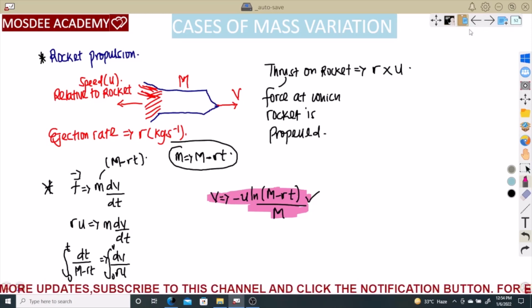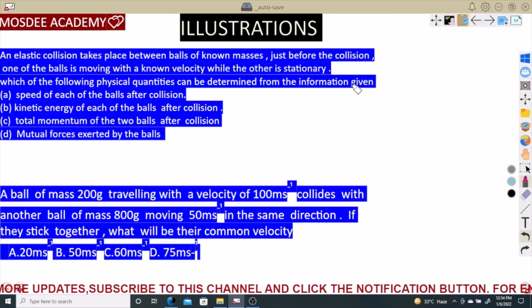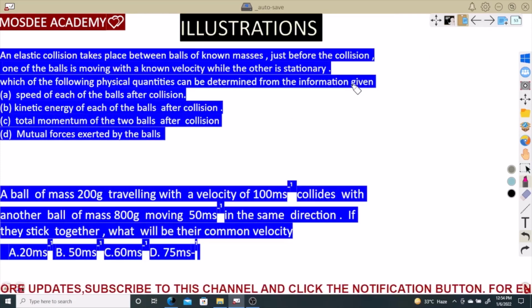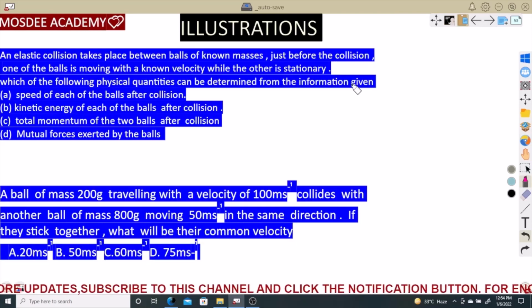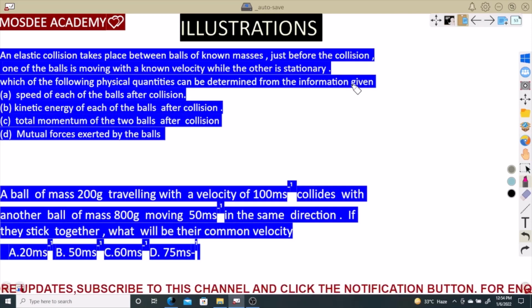So now guys, we talk about the illustration slide, and here guys, as usual, I will take you through how to solve the questions. I may not be solving the question directly for you, just taking you through how to solve the question, and you do the rest on your own. Well guys, now let's take the first one.